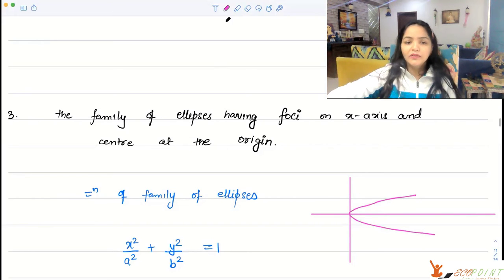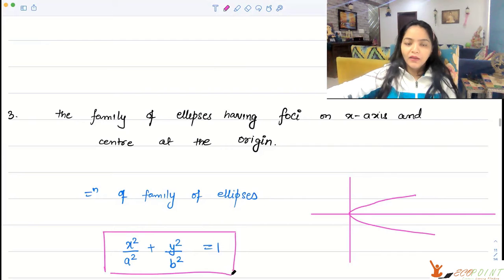So something of this sort, right? 0, 0, and the x-axis is the foci, right? So the family of ellipses, in general, what is the equation of the family of ellipses? It is x squared upon a squared plus y squared upon b squared equals 1. This is the general equation, right? Now, when we are saying that the foci is on the x-axis and the center is the origin, what does it mean?